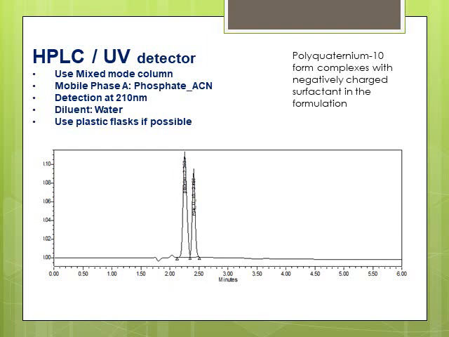The second important point that I want to just repeat is that you have to keep in mind that Polyquaternium-10 has a tendency to make ion pairs with the negatively charged excipient in the formulation. So you have to keep an eye on those possibilities.